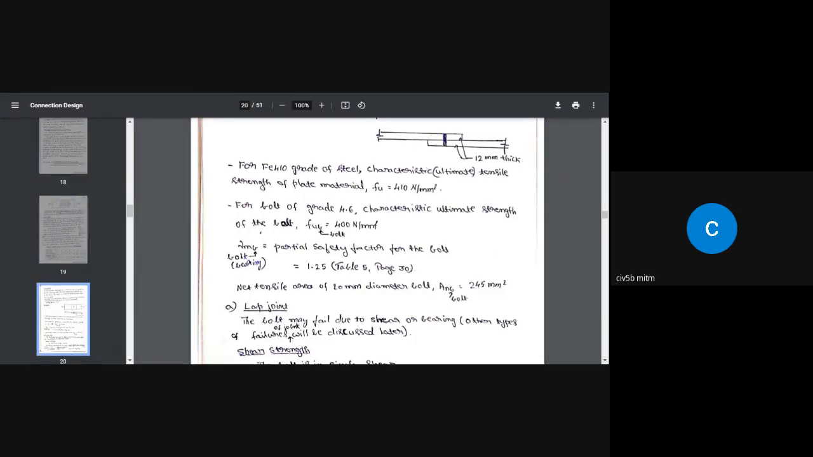So we don't know how far the thread is extended in the bolt. So simply, on the safer side, what we are going to assume is the thread is extended throughout the length of the bolt. That way, if at all the bolt fails due to shear, the shear plane or the failure plane in shear is going to pass through the threaded area. So the area of cross section of the bolt at the threaded area is equal to 245 millimeters square.